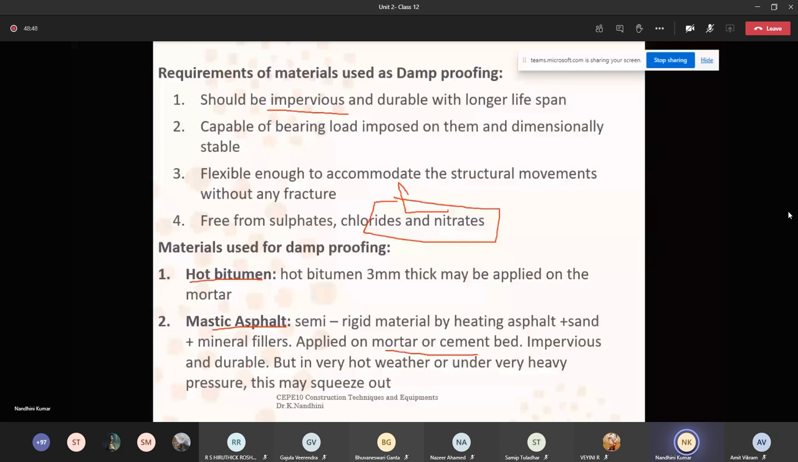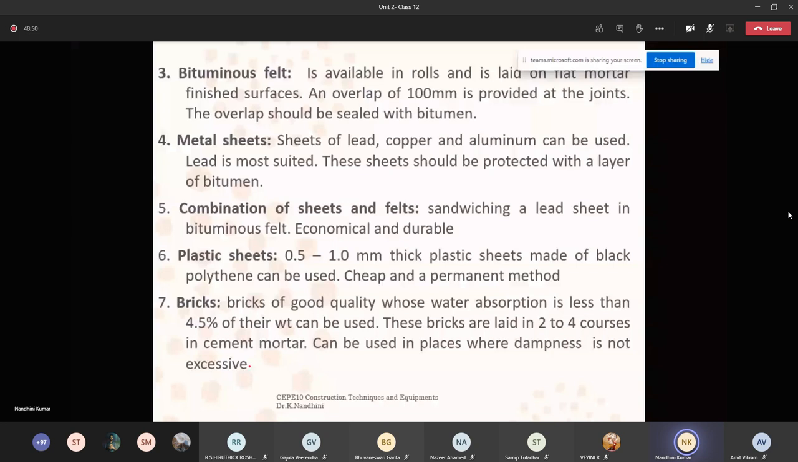Bituminous felt. What is bituminous felt? It is available in rolls. As I told you, it will be a sheet like layer. You can just unroll it and place it over the flat mortar with the finished surfaces. An overlap of 100 mm is provided at the joints. Wherever it is joining, that area alone you provide a consecutive layer. You provide it in a zigzag manner for 100 mm. Should make sure that through the joints water should not penetrate.